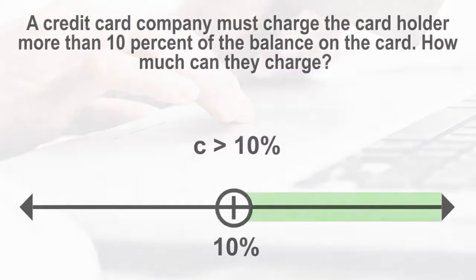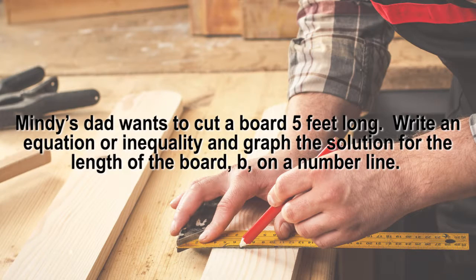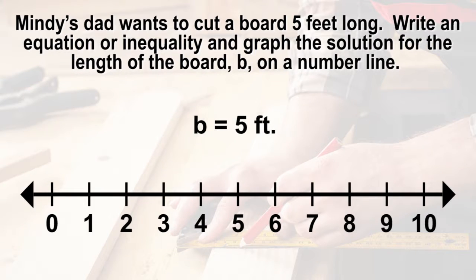Let's look at one more problem. Mindy's dad wants to cut a board 5 feet long. Write an equation or inequality and graph the solution for the length of the board, b, on a number line. The equation would be b equals 5 feet. The variable b represents a fixed value of 5 feet. This is represented on a number line as only the 5-foot mark shaded in.